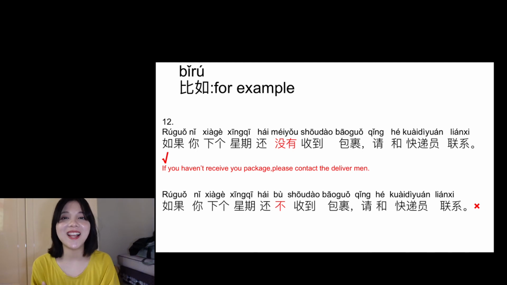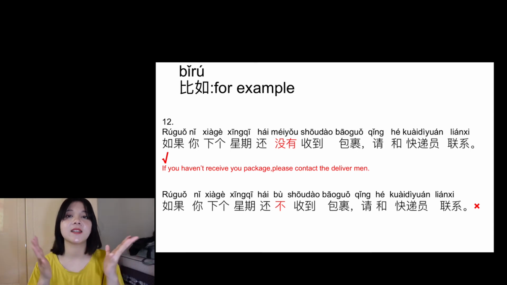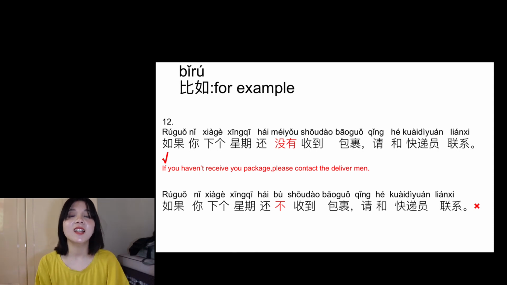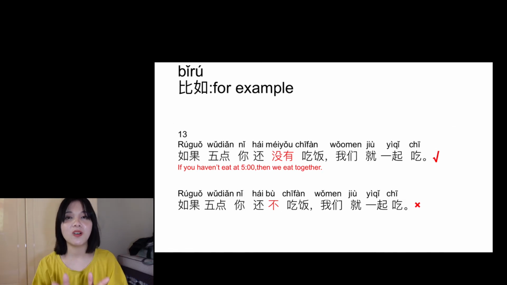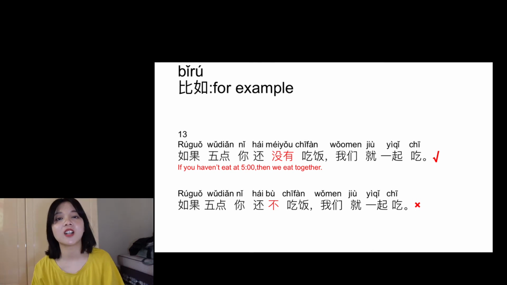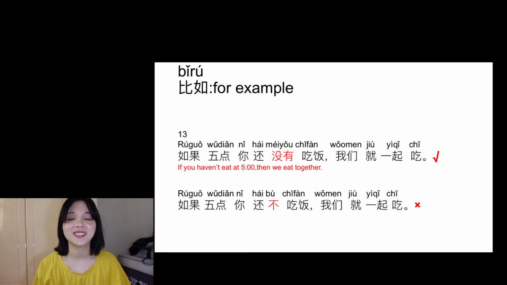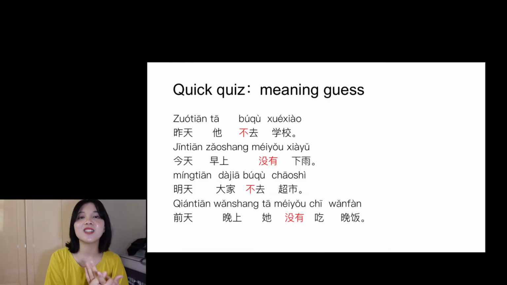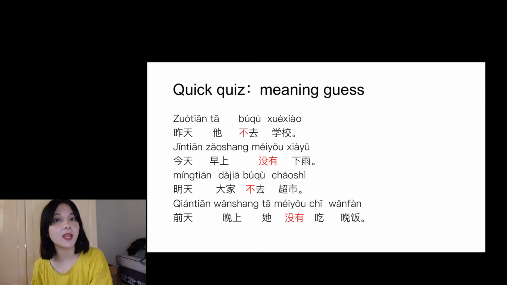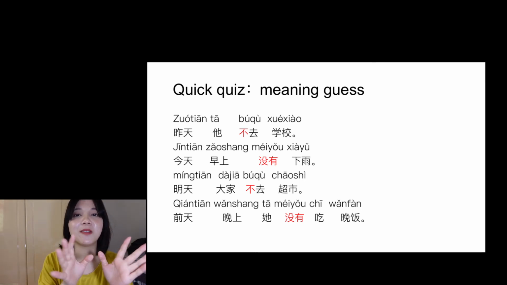如果你下个星期还没有收到包裹，请和快递员联系。请 is please. 快递员 is the delivery guy. 联系 contact. And in here you can't use 不. Next sentence. 如果5点你还没有吃饭，我们就一起吃。If you haven't eaten on 5 o'clock, then we will eat together. And as you can see, today we learned the differences between 不 and 没有. Now it's time for a little bit quiz.